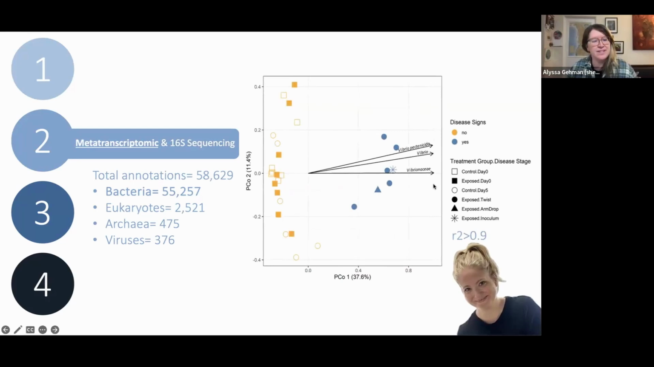The answer is one thing. So there's 3 arrows here, but Vibrionaceae, Vibrio, and Vibrio pectenicida are essentially 3 different ways of saying Vibrio. And in particular, this one species, Vibrio pectenicida, which I'm going to refer to as VPEC for the rest of this talk because it's easier to say.